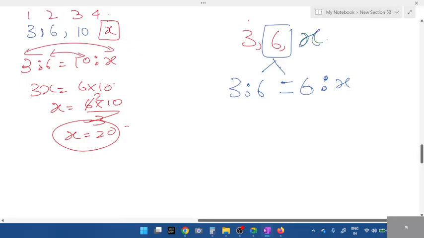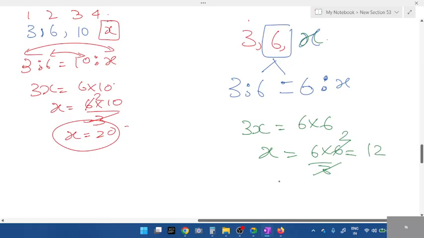Okay. So 3, 6 is given. Find the third term, students. Take it as x. We have only 3 terms. Split the middle term. Product of means is equal to product of extremes. 3x is equal to 6 into 6. x is equal to 36 divided by 3, x is equal to 12. So the answer is 3 comma 6 comma 6 comma 12.